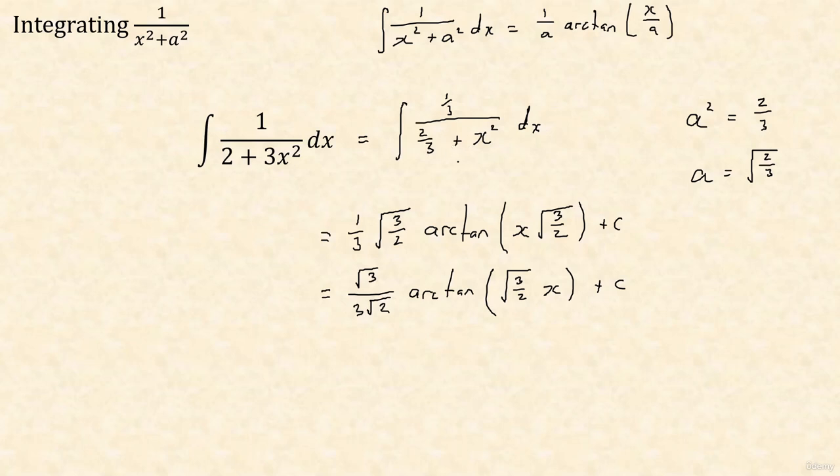All right, so that is how you integrate functions in the form 1 over x squared plus a squared. It's always going to be an arctan answer. Just establish what your a is and make sure you have it in the form where you've got x squared on its own first.